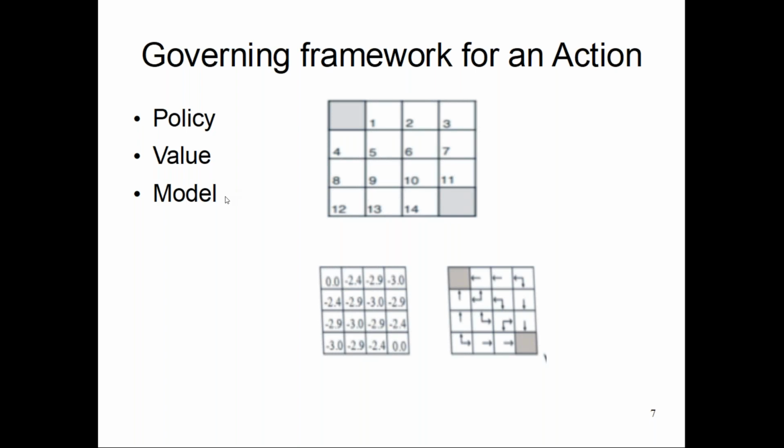Model is something which is basically the rules of the environment. That is not presented here. Model is like, if you are playing a chess game, what are the various rules? If you are playing some other game, what are the basic rules of the environment? So these are the three things, policy, value, and model, which govern an action.